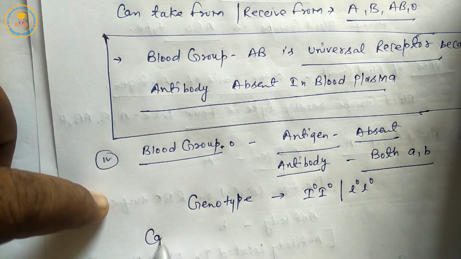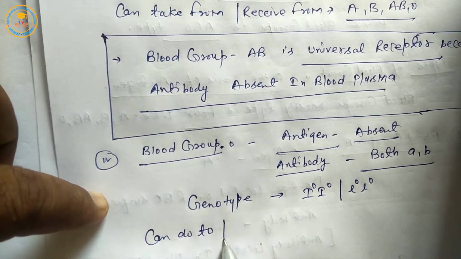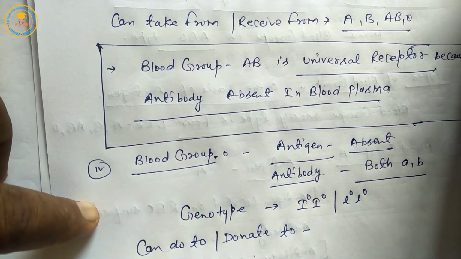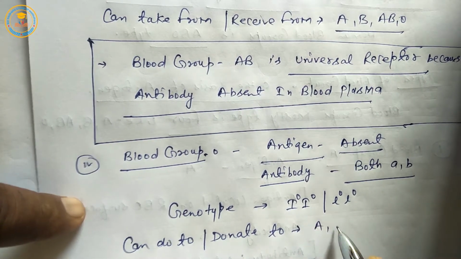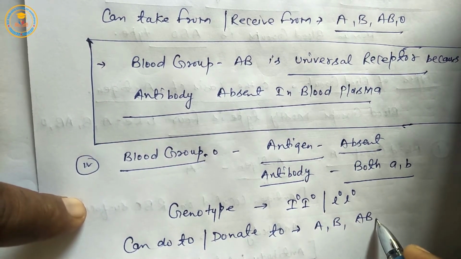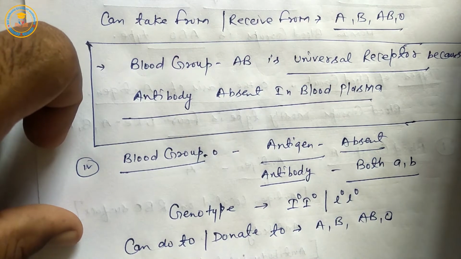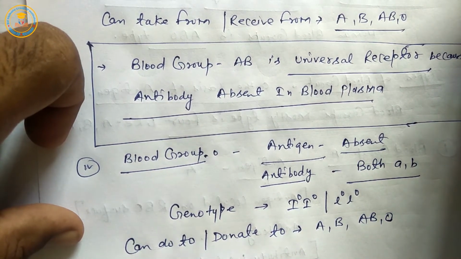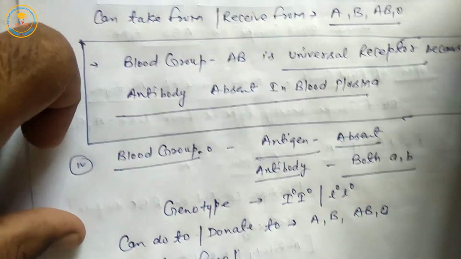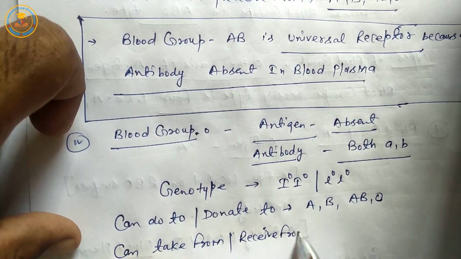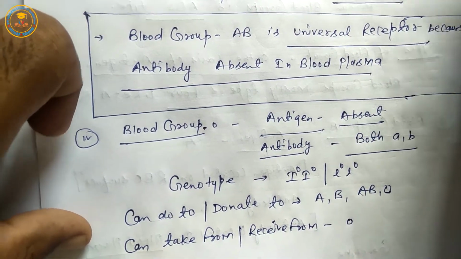Next is can donate to. Blood group A, B, AB and O. Once again, can donate to blood group A, B, AB and O. Next, can take from or receive from O only.